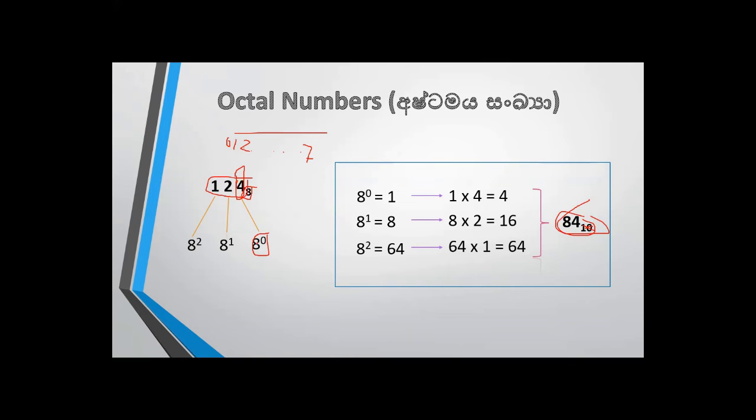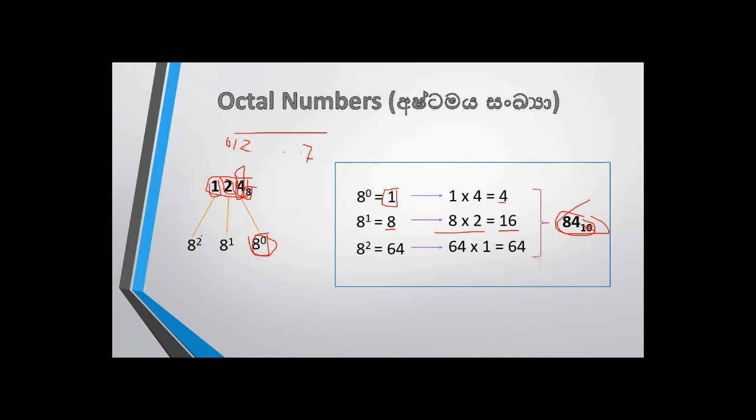The same way that we have done for the decimal number system, you can calculate like this. The first position will be 8 to the power of 0, and the next will be 8 to the power of 1, 8 to the power of 2. Likewise, it will increase. For the first portion, we have number 4. So you get 1 from 8 to the power of 0, and then you multiply by 4. The next one is 8 to the power of 1, which is 8, and number 2 is available, so you multiply. Then you get 16.